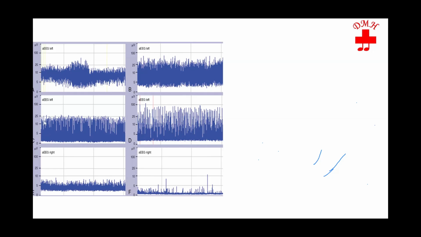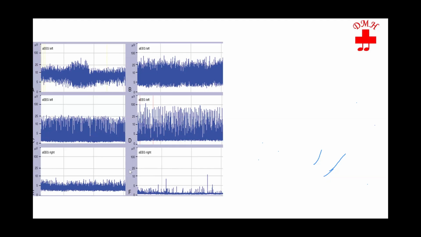So these are the amplitudes. These are the high amplitudes with some areas of lower amplitude. Correct. So this is a burst suppression pattern. This is dense burst suppression. This is sparse burst suppression.